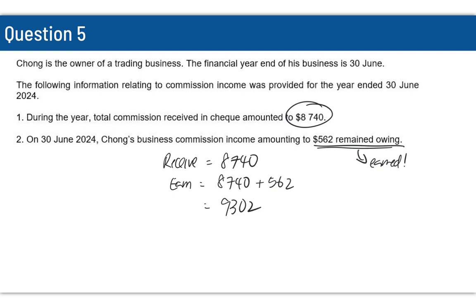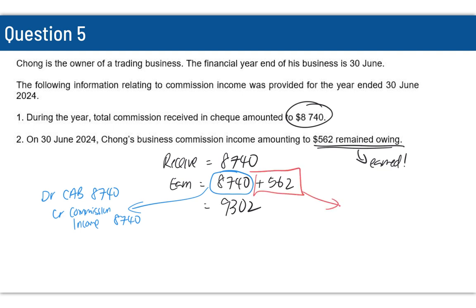What is the double entry for the receiving? The receiving is by cheque, so debit cash at bank, credit commission income. For the adjustment, since we are adding this 562 to commission income, we will credit commission income again, because income is credit plus. What do we debit then? We debit the commission income owing, so we call it commission income receivable.